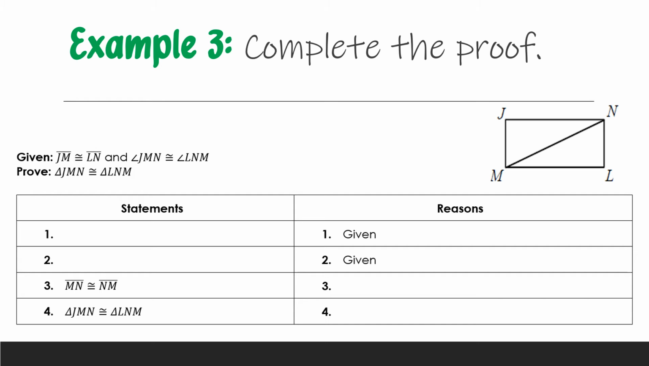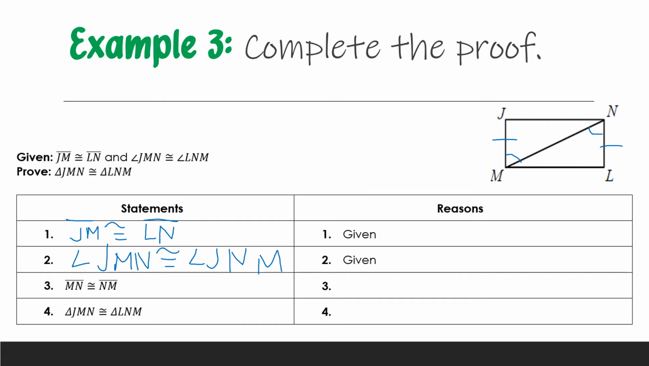Okay, now we're going to look at a few proofs using side, angle, side. So in this one, we are given JM and LN are congruent. So let's go ahead and mark that. And we'll go ahead and also state that because that was not stated yet. We're also told that angle JMN, so that's this angle right here, is congruent to angle LNM, which is this angle right here. So let's go ahead and state that. Angle JMN is congruent to angle LNM.